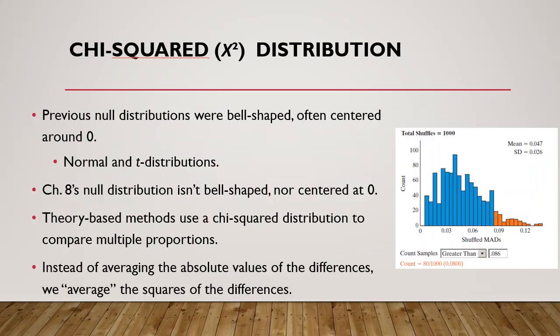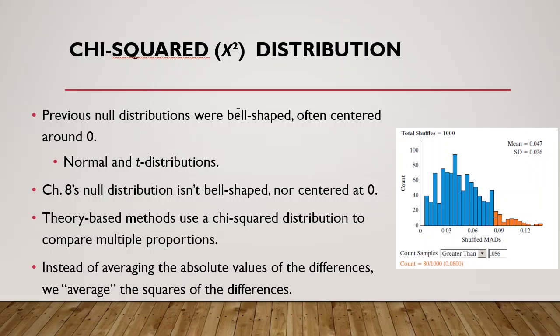All right, so what is this chi-square distribution? Well, it's going to look very similar to the MAD distribution that we've seen before. In previous theory-based approaches, our null distributions were the normal distribution and the t-distribution. They were both bell-shaped, usually centered at 0. That's not going to happen in this case. The chi-squared distribution, like the MAD statistic distribution, has a sort of boot shape to it. It's skewed to the right, so it's not a bell-shaped curve.